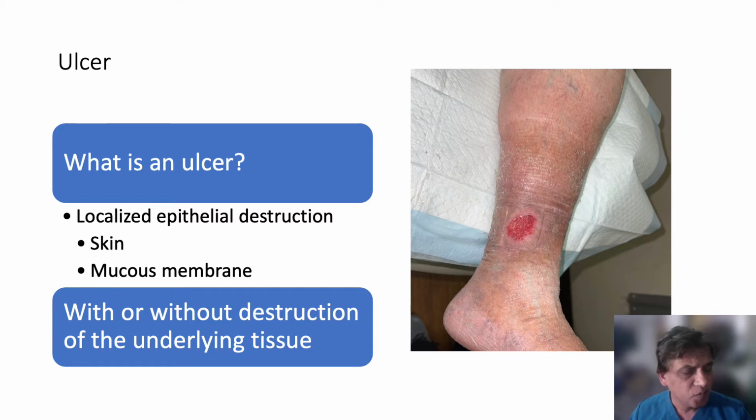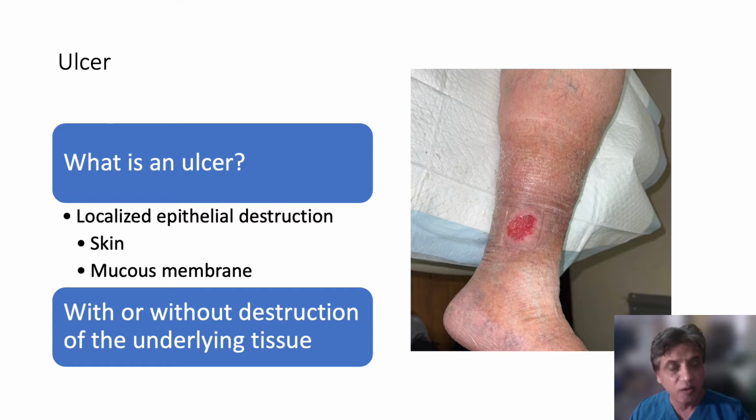So first, what's an ulcer? Let's define an ulcer. An ulcer is a localized defect in the epithelium. So your skin has an outer layer of epidermis. If the epidermis is violated, you develop an ulcer. Now, the underlying dermis and the fat or the muscle tissues may also be involved, but that is not a prerequisite for formation of an ulcer.